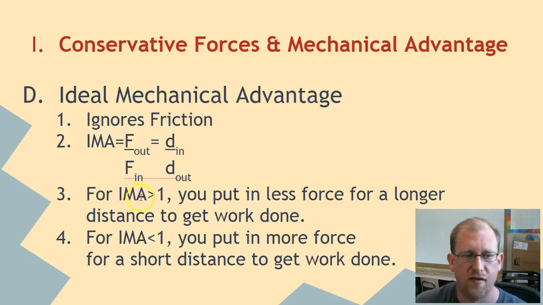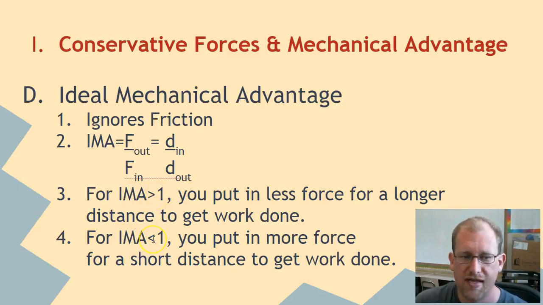For an ideal mechanical advantage of greater than 1, you put in less force for a longer distance to get work done. So this is like using a ramp. If I need to lift a heavy object 1 meter, I would rather push it up a 7-meter ramp and put very little effort into it for 7 meters to get the thing 1 meter off the ground, rather than just deadlift the thing straight up 1 meter. Less effort, longer distance, I get the same amount of work done, and that would be an ideal mechanical advantage greater than 1.